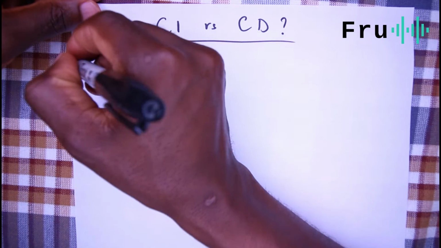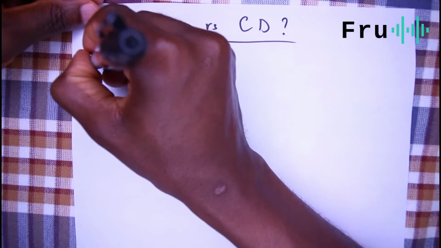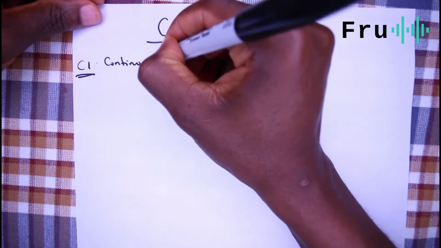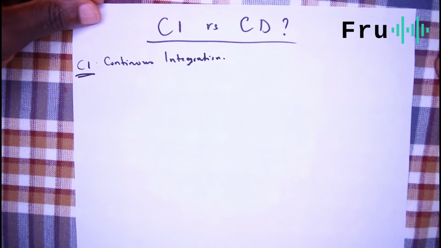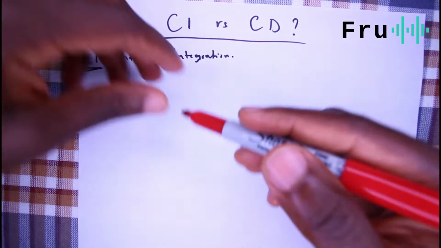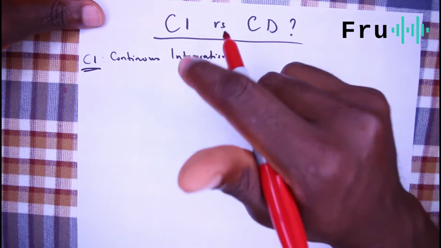That said, we're going to start from the very first one, which is the CI piece. And CI simply stands for continuous integration. So the CI of CI/CD stands for continuous integration. But what exactly does continuous integration mean? So let's use an example of a developer.